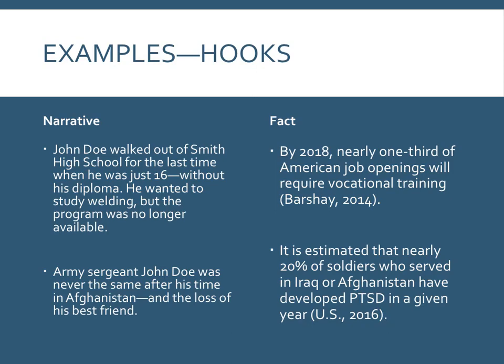Narrative. This is totally made up here, clearly. John Doe walked out of Smith High School for the last time when he was just 16 without his diploma. He wanted to study welding, but the program was no longer available. And this could go on to explain the negative impact that had perhaps on his life, and then merge nicely into we need vocational education for students like John. Army Sergeant John Doe was never the same after his time in Afghanistan and the loss of his best friend. Strong emotional appeal here in this hook. We're going to grab some hearts with that one, and that will be a nice lead into the negative impacts of war. An interesting fact, again, you got to do some research here, make sure you cite it. By 2018, nearly 1/3 of American job openings will require vocational training.